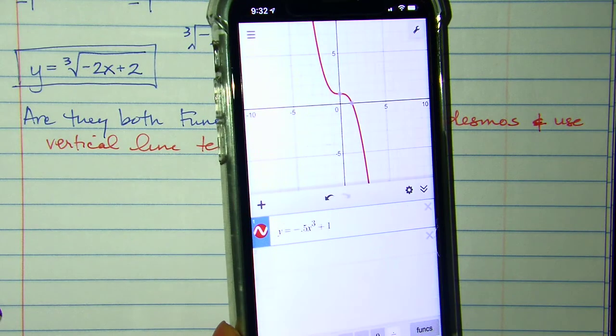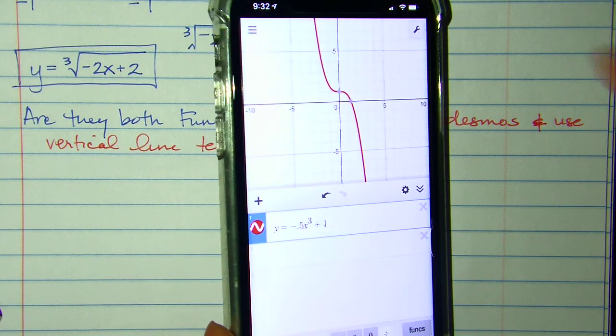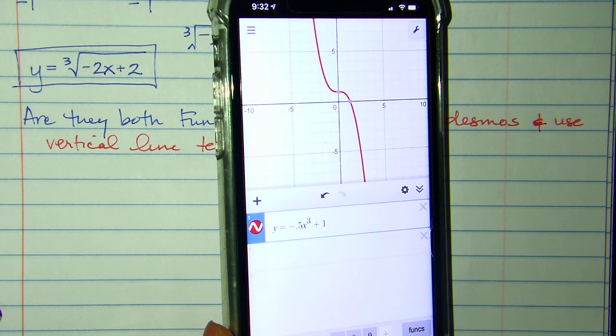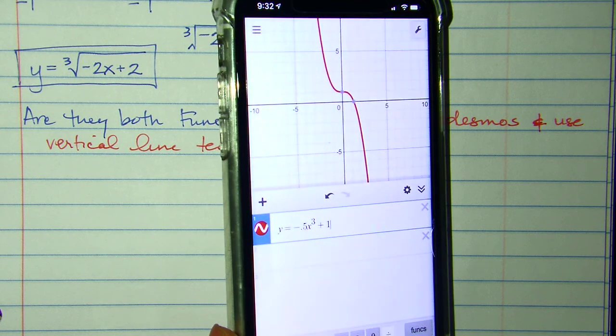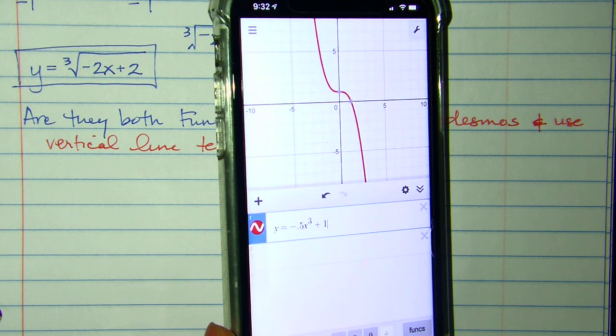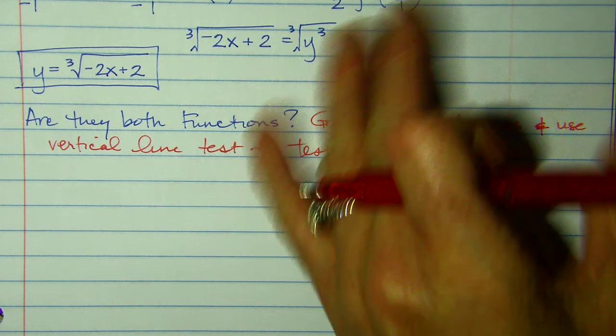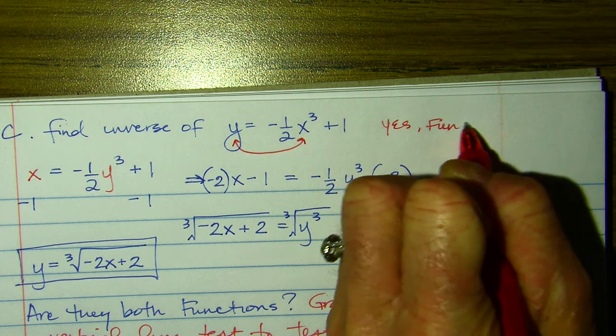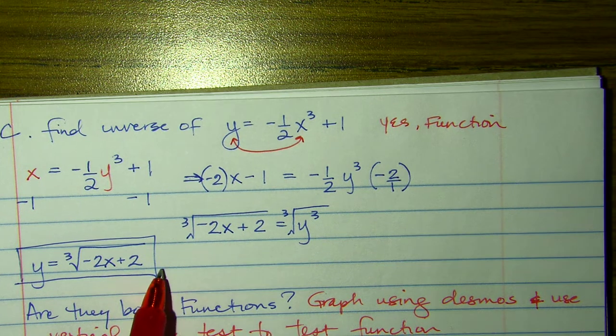All right, so there's the original, okay? If I drew a vertical line through this, it would only touch my graph one time. It's in your book. It's from Algebra 1. If you draw a vertical line through your graph, it only touches your graph once, then it's a function. So the original is yes, function. Now let's try the inverse.